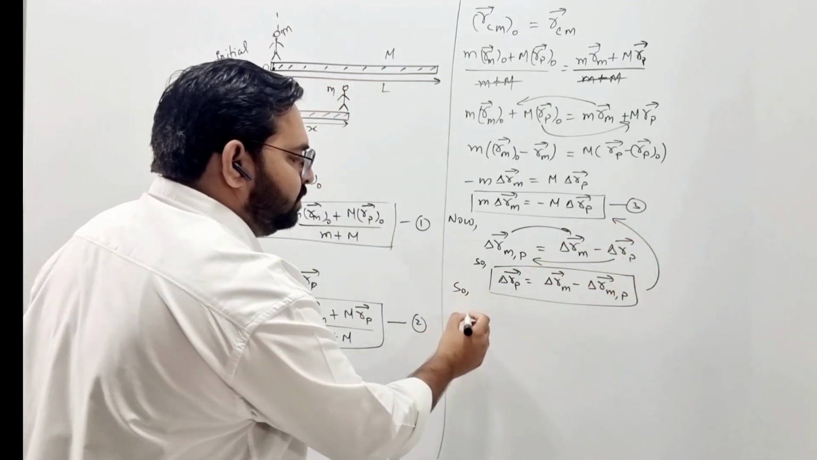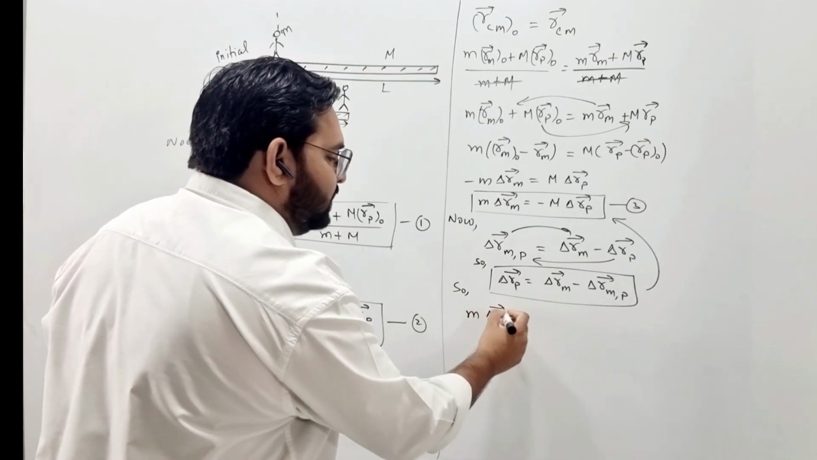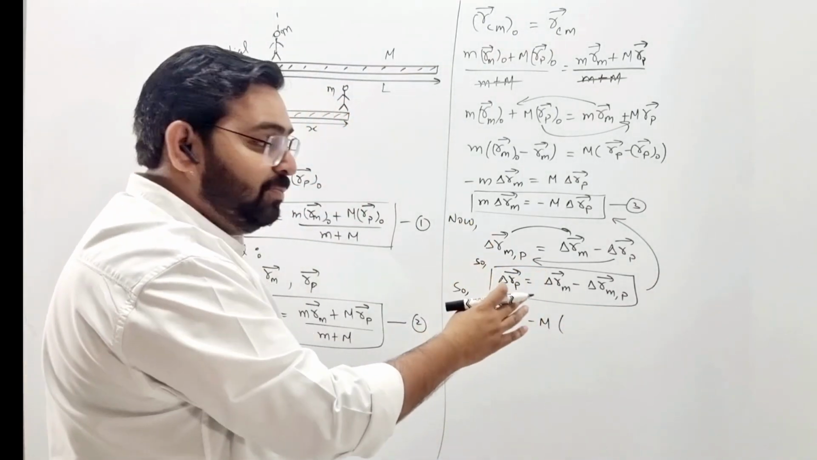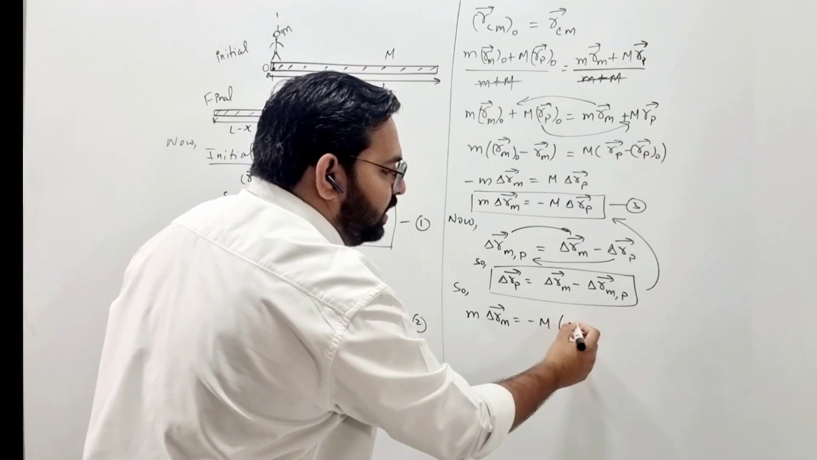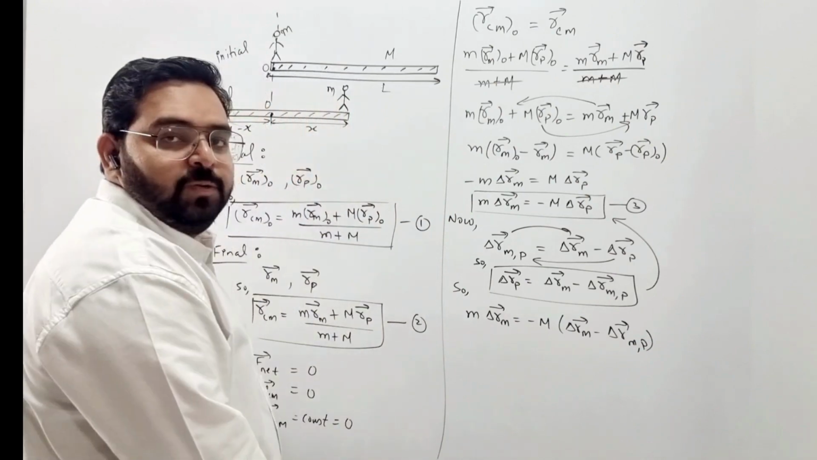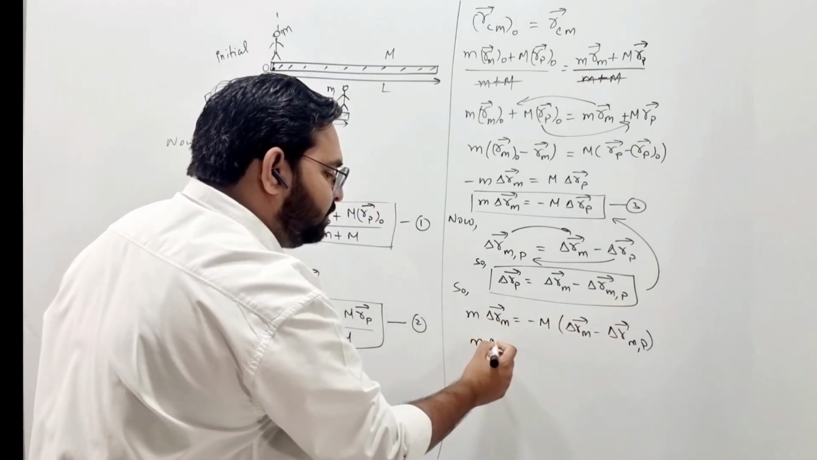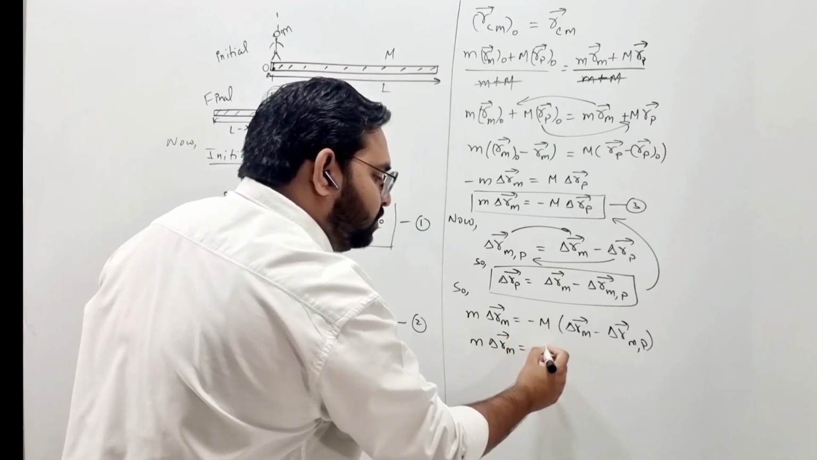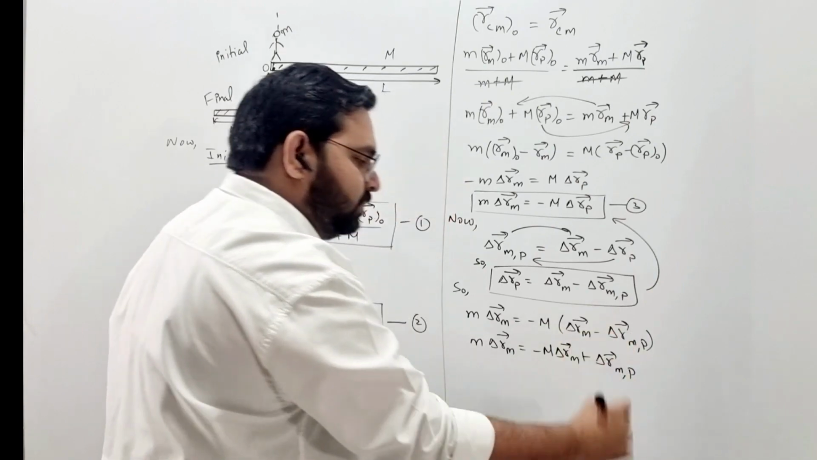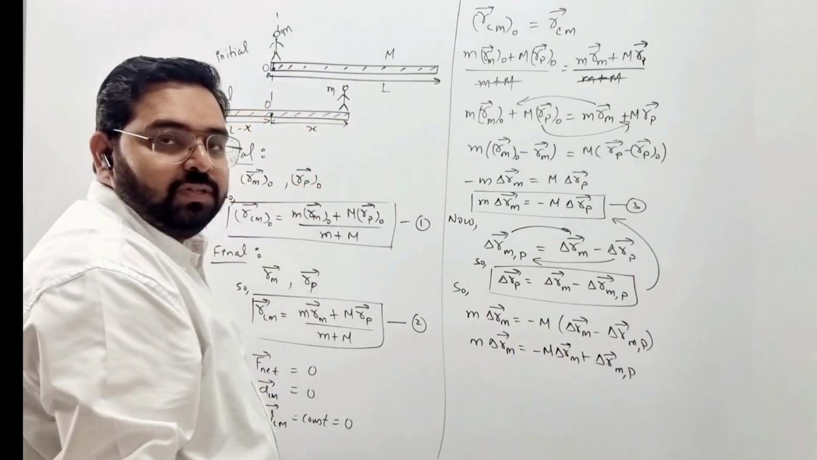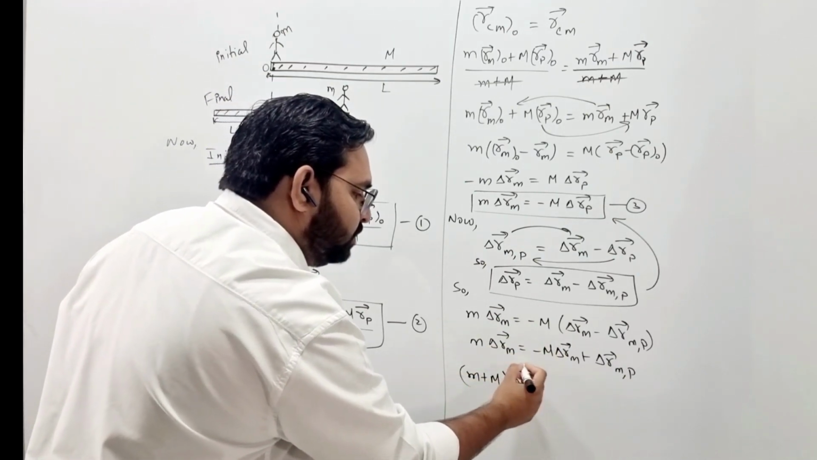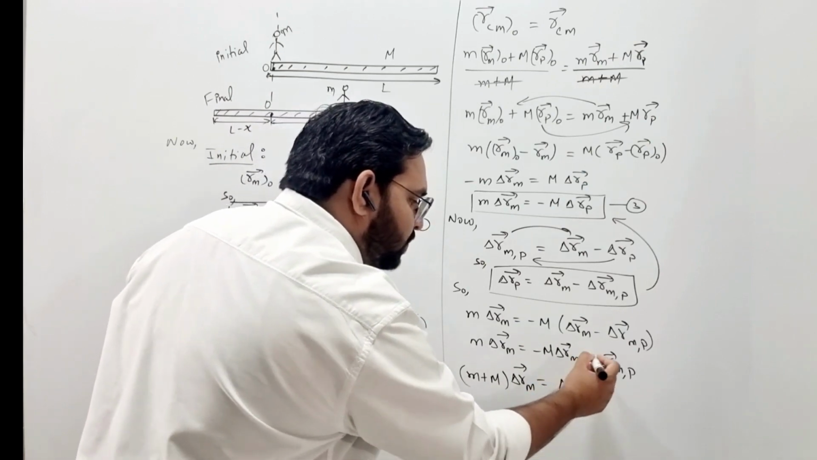So we'll get m into delta Rm equals minus m into delta Rm minus delta Rmp. I hope everyone is able to see the board. We can multiply the mass inside. We can take the displacement of the man on the other side because that is what we need to calculate over here. And from here you'll get this. Oh sorry, capital M would be here.